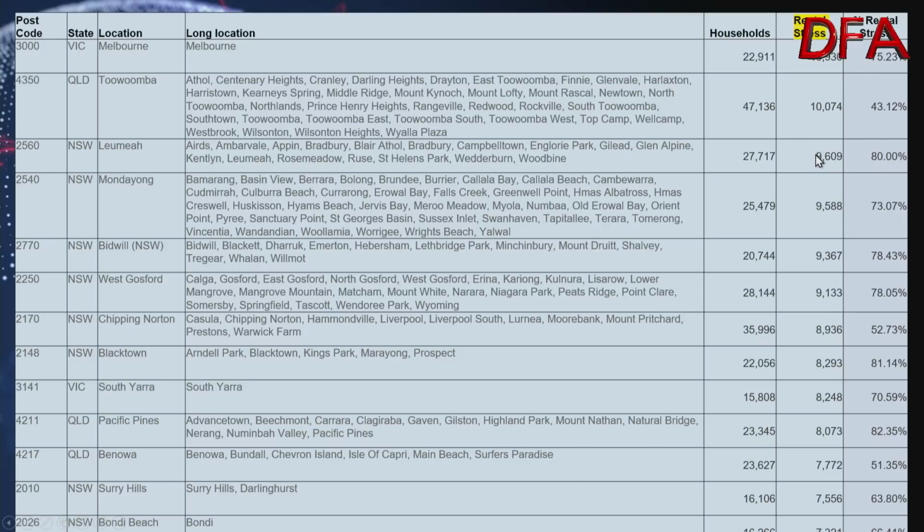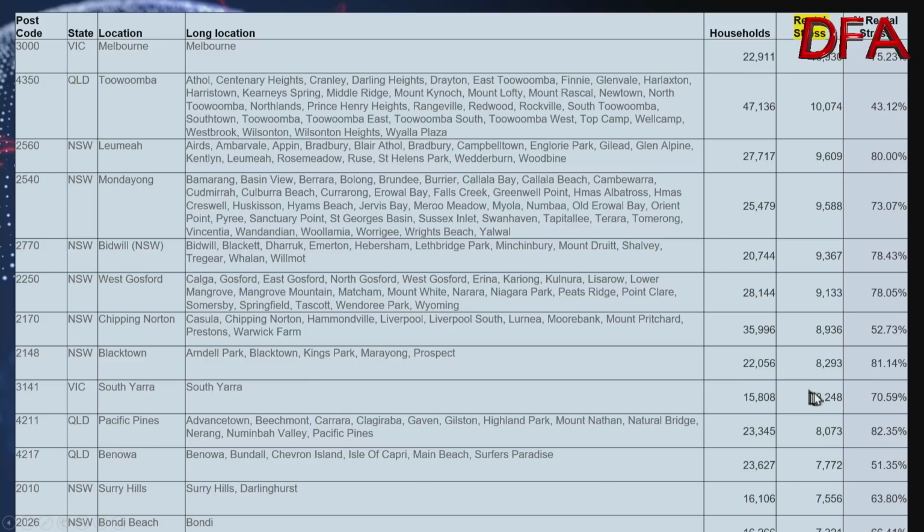Then we go to New South Wales, to places like Campbelltown in postcode 2560. And then we go to another New South Wales postcode, 2540, which includes places like Sussex Inlet and Falls Creek, more than 9,500. Then we go to Mount Druitt and Lethbridge Park, 2770 at 9,300. Another postcode, this is North Gosford and Gosford, of course on the Central Coast, with 9,100. And then we go to Chipping Norton, Liverpool, Mount Pritchard, places like that, 8,900. Then we go to Blacktown, more than 8,000.